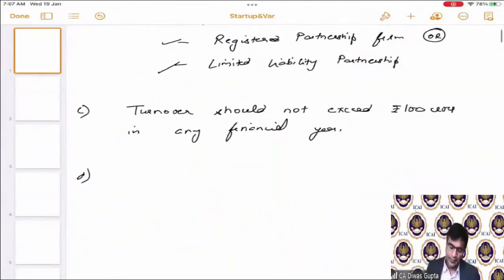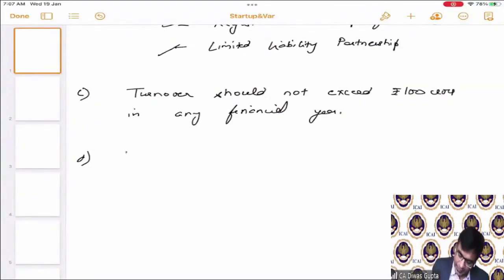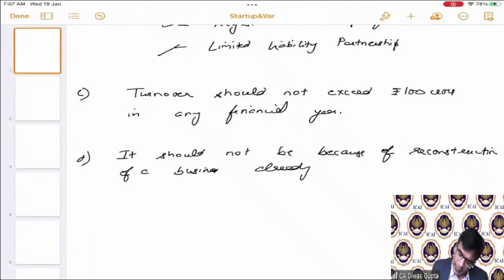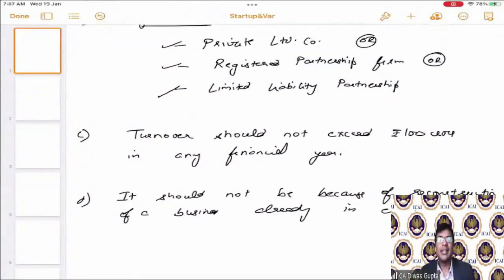For startup to be there, the resultant entity of startup should not be because of reconstruction of a business already in existence. Okay. Now, so basically, it should not be because of any reconstruction in the existing business.